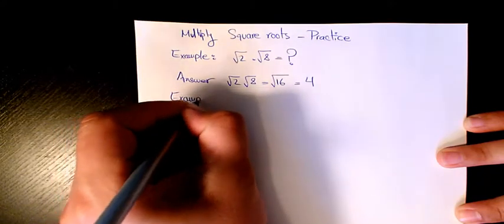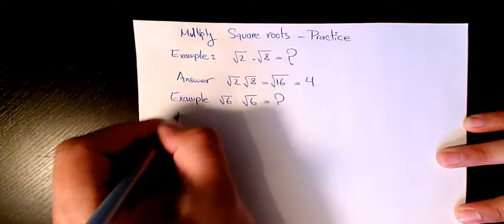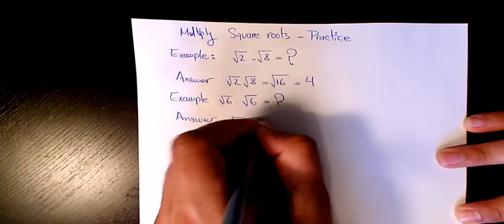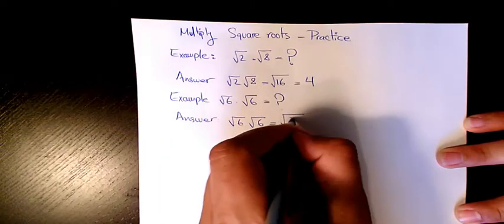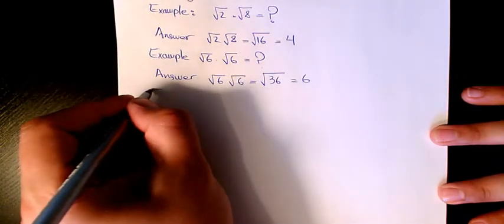Next example is root 6 times root 6. The answer is going to be 6 times 6 is 36, and the square root of 36 is 6.